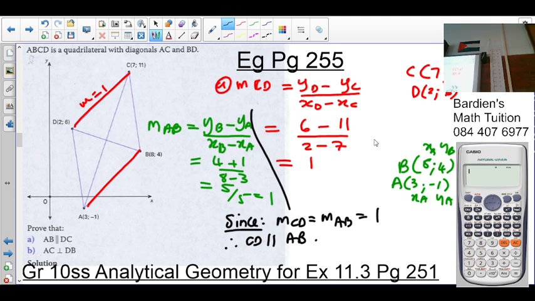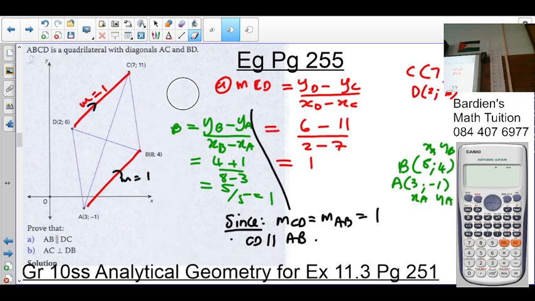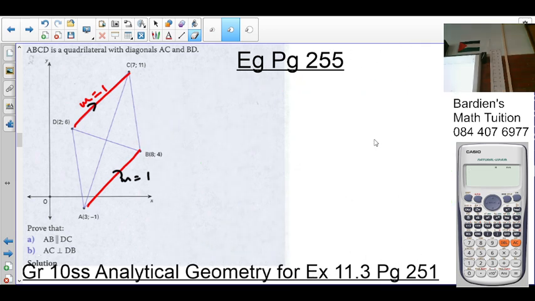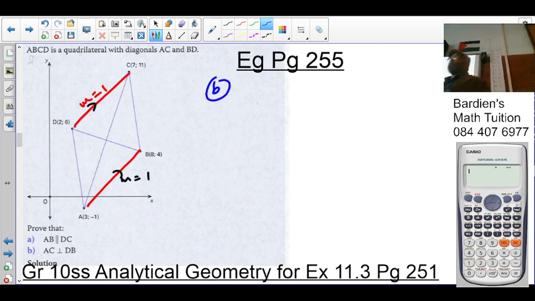So these lines are parallel. Now let's look at the B part of the question. B. We want you to prove that AC is perpendicular to DB.